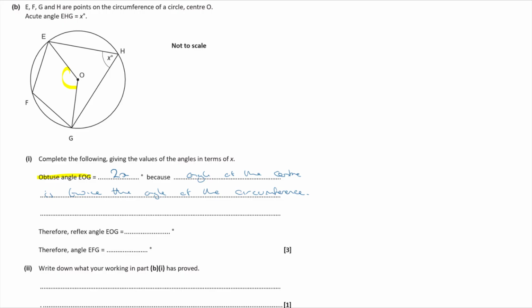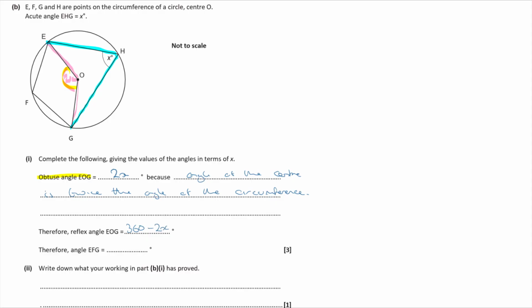Okay, so you've got the angle subtended at the circumference is x, and the angle subtended off the same arc or chord is there, look, so that one is going to be twice as big as the one over there. Okay, standard circle theorem, that one. Therefore, reflex angle EOG is going to be, well, it's going to be 360 minus 2x, isn't it?